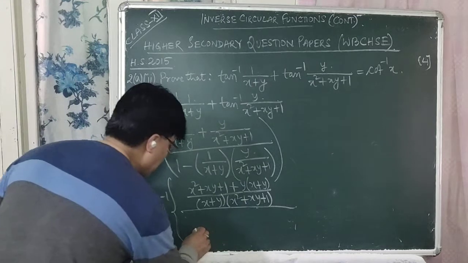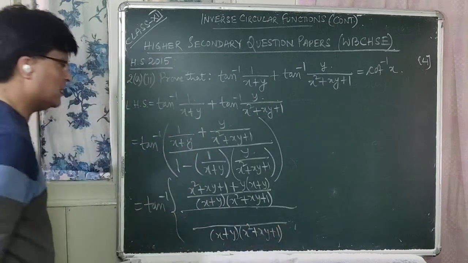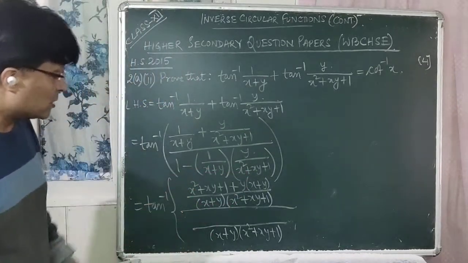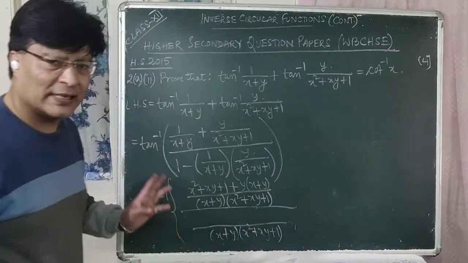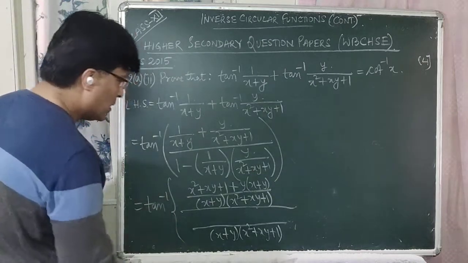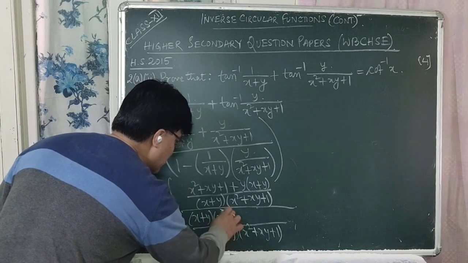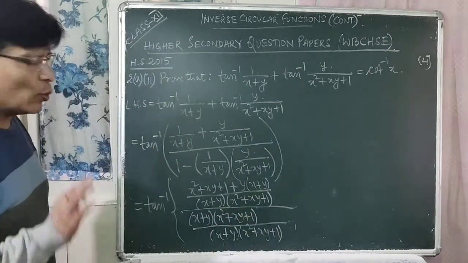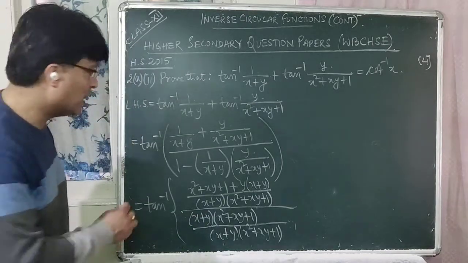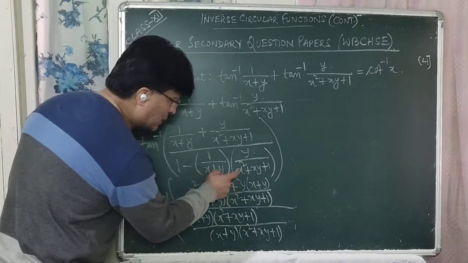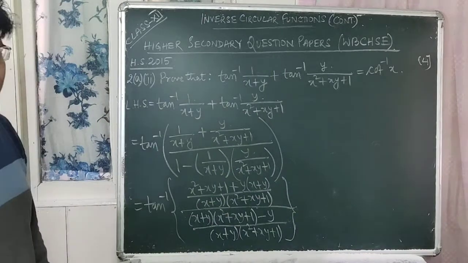Is that right? So next, in the denominator also, what's the LCM? It is x plus y into x square plus xy plus 1. Both these factors will be the LCM. So what will be the expression in this denominator? You will get x plus y into x square plus xy plus 1. Then minus, now this LCM is divided by x plus y into x square plus xy plus 1. That is only 1. So 1 into y is y. So here the second bracket is closed. Is that clear to all of you?